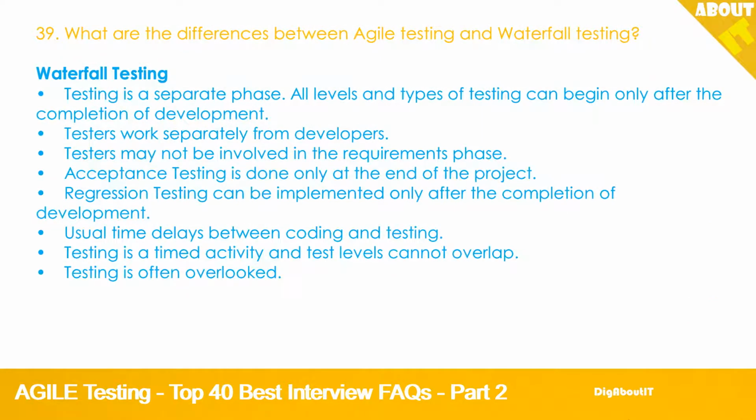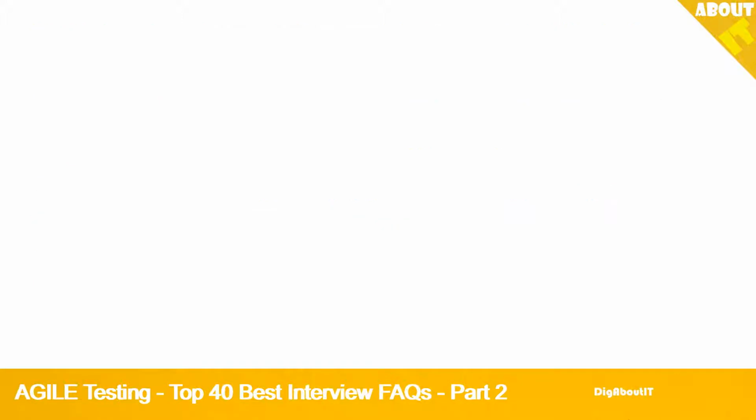Waterfall testing. Testing is a separate phase. All levels and types of testing can begin only after the completion of development. Testers work separately from developers. Testers may not be involved in the requirements phase. Acceptance testing is done only at the end of the project. Regression testing can be implemented only after the completion of development. Usual time delays between coding and testing. Testing is a timed activity and test levels cannot overlap. Testing is often overlooked.